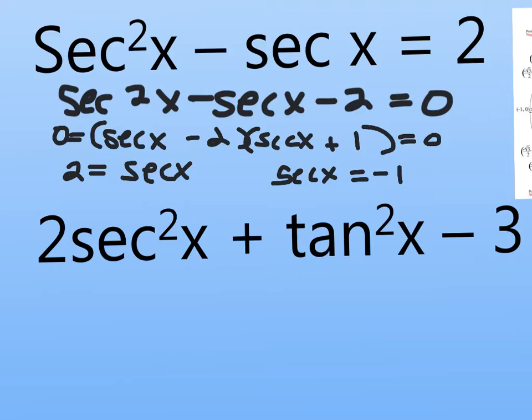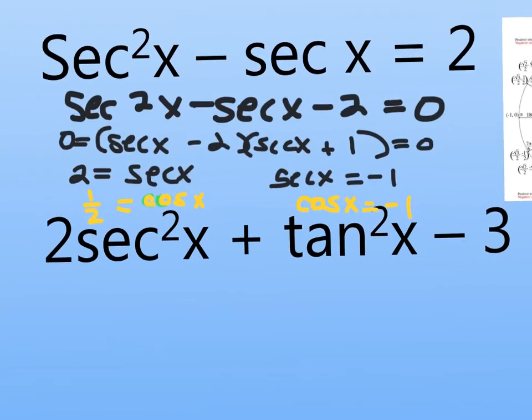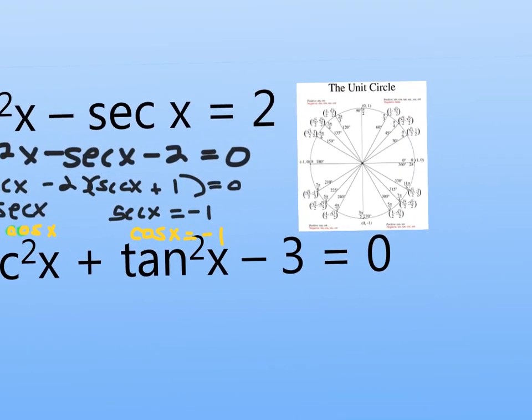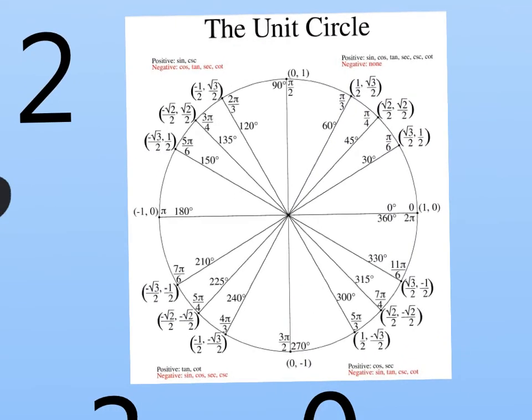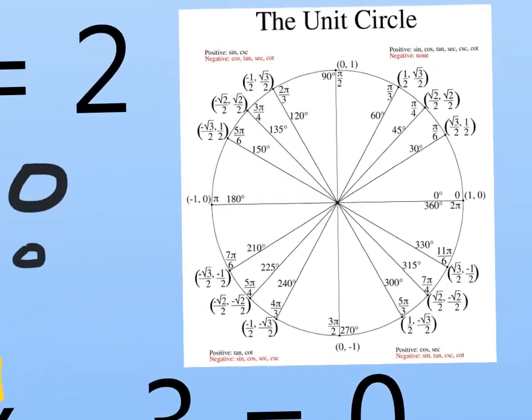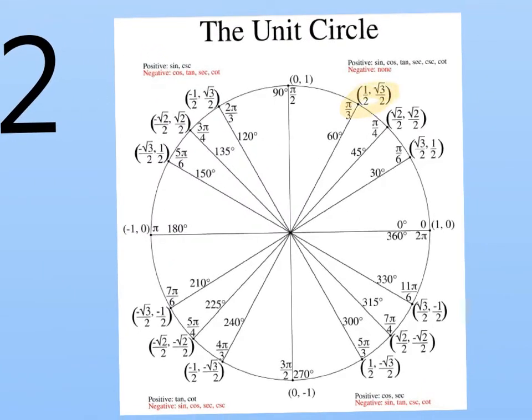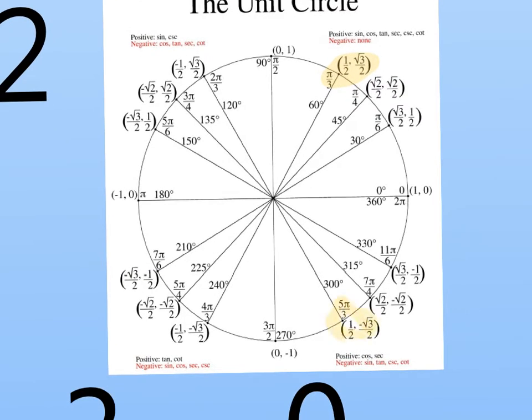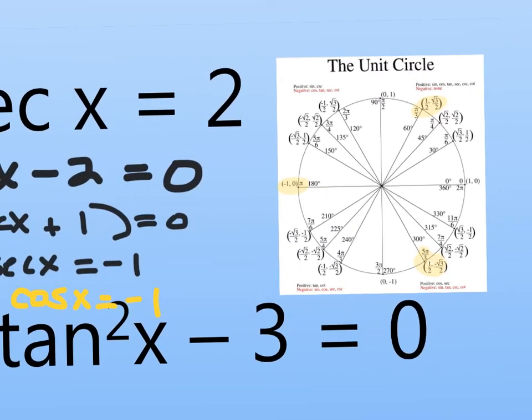But secant's not on my unit circle, so what do I do? Flip it and make it cosine, right? So this becomes cosine of x equals 1/2, and cosine of x equals -1. Then I go to my unit circle and I want to find everywhere the cosine, which is my x coordinate, is positive 1/2 or -1. So it would be here, it would be here for the positive 1/2, and then it would be here for the -1. So my answers are just going to be pi over 3, pi, and 5 pi over 3.